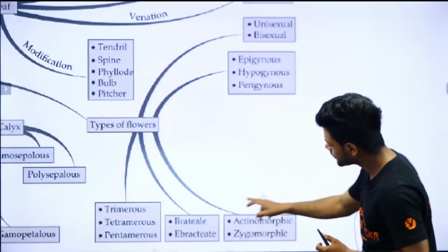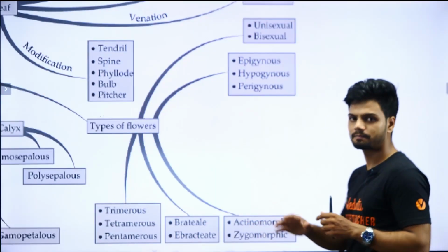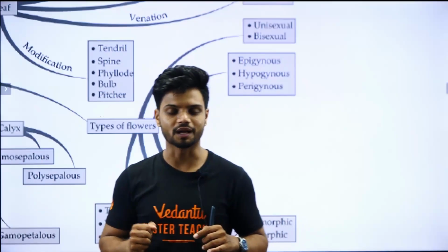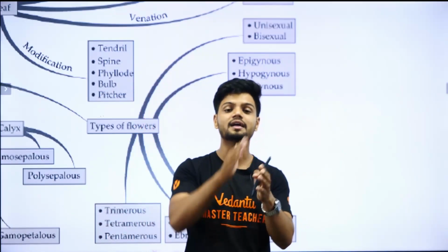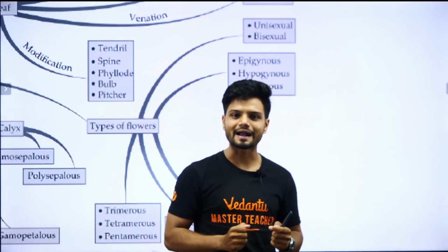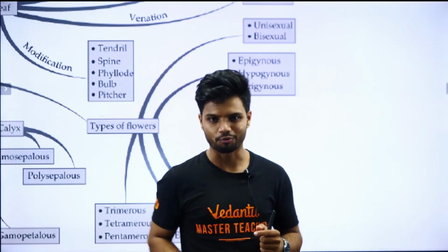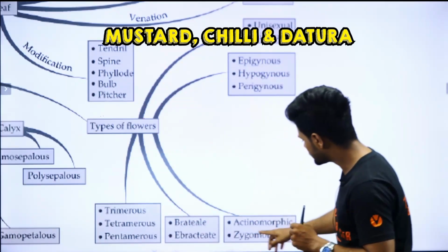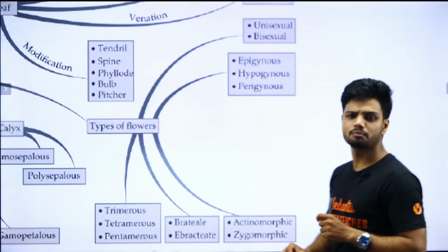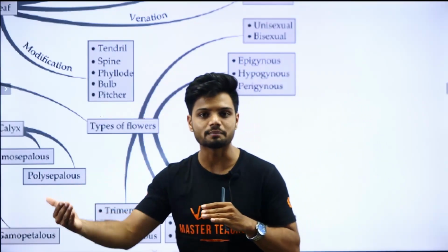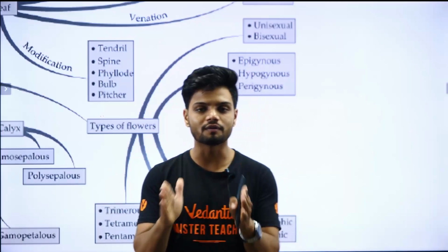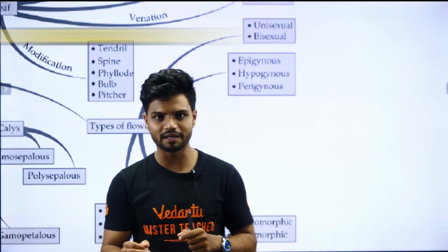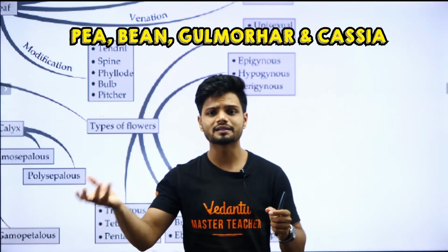Then we have your actinomorphic and zygomorphic. That is, actinomorphic is also called as your radial symmetry. That is, a particular flower can be divided in any plane, called as actinomorphic. Example again very important. That is mustard, chili and datura. Then we have zygomorphic. Zygomorphic condition is also called as bilateral symmetry. Why? Because a particular flower can be divided into two equal halves in only one plane. Example again, pea, bean, gulmohar and cassia.